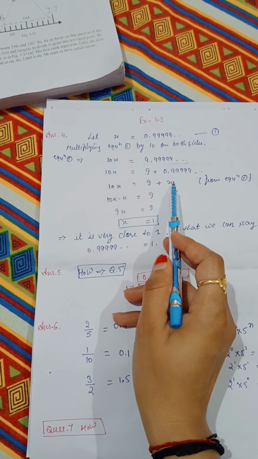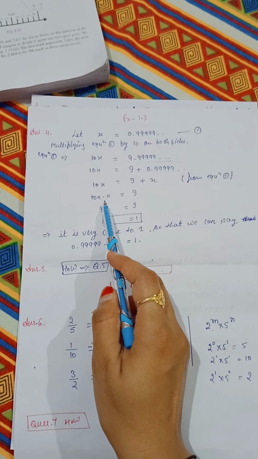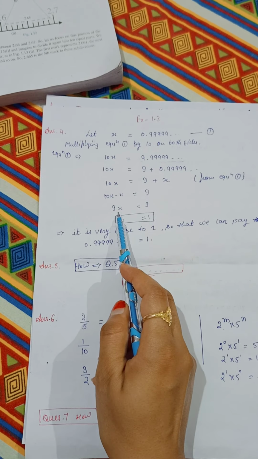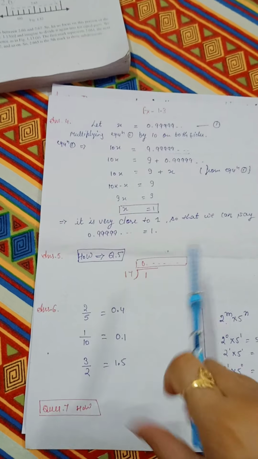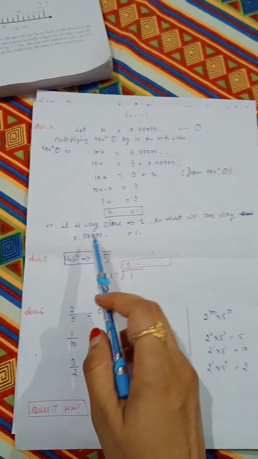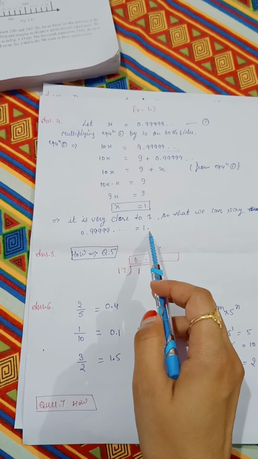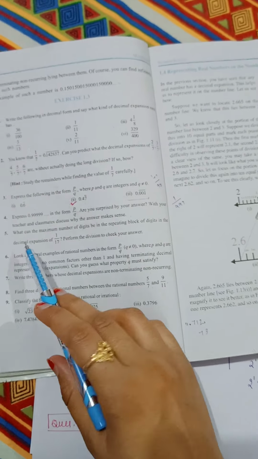We take this x to the other side, so it will be 10x minus x is equal to 9. Here 10x minus x is 9x, which is equal to 9. So x is equal to 1. So it is very close to 1. Hence we can say that 0.9999... is equal to 1. Okay, now let's come to question number 5.